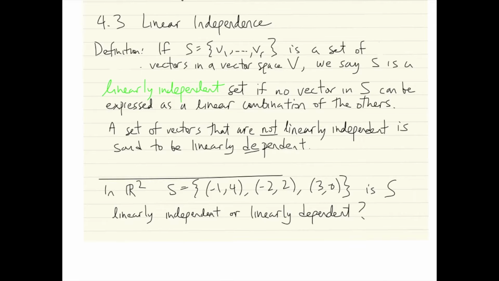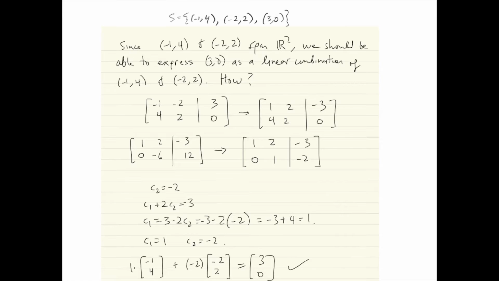Here's an example. Let S be the set consisting of these three vectors in R2. Is S linearly independent or is it linearly dependent? We've seen that the first two vectors listed, -1, 4 and -2, 2, span R2. And so we should be able to express 3, 0 as a linear combination of these two vectors. And so this set should be linearly dependent.